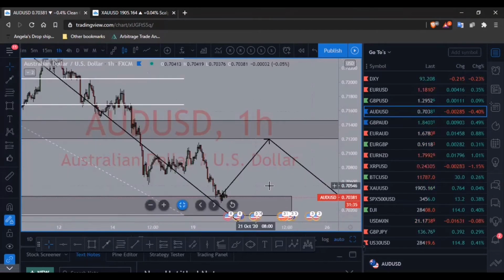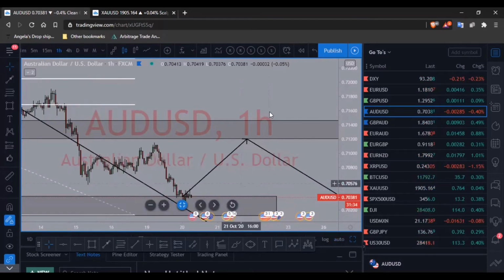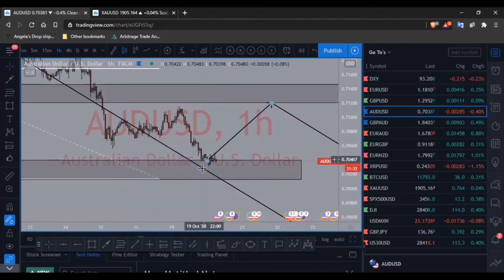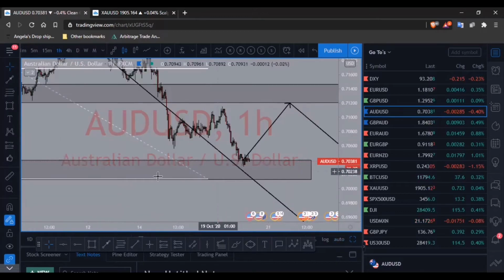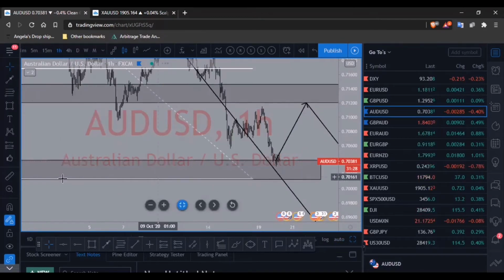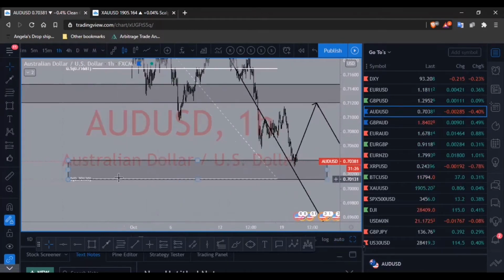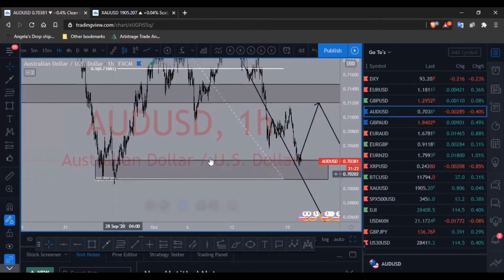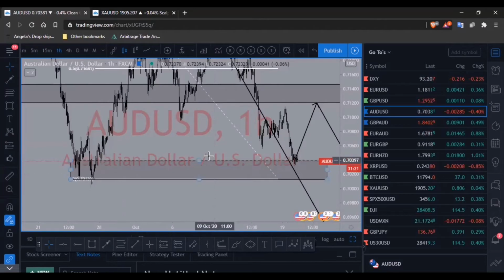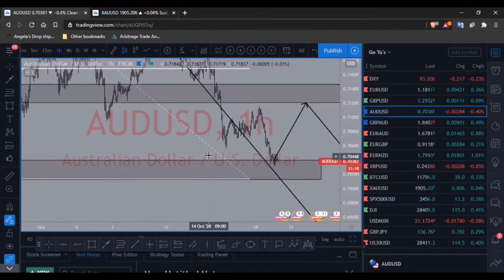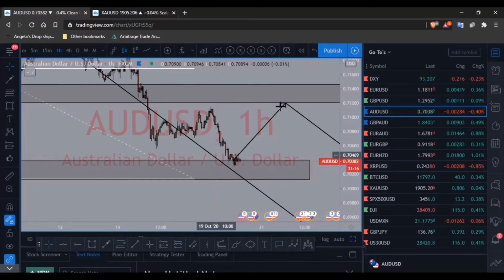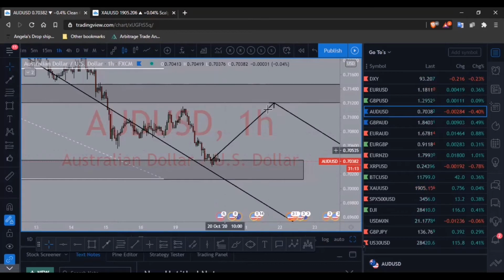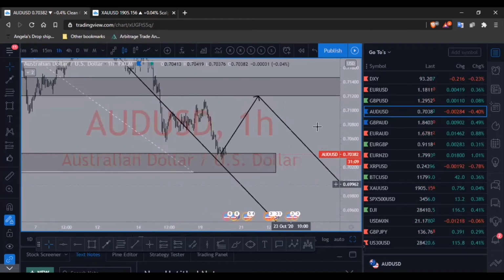So I'm patiently waiting. I love seeing how it came and found support down here at this previous low, where, as you can see, that's where I drew the fib from the previous move down. Like I said, I want to see if price is going to continue going bearish. I want to see price go bullish from here first, so go to the upside, then drop. That's what I want to see on AUDUSD.